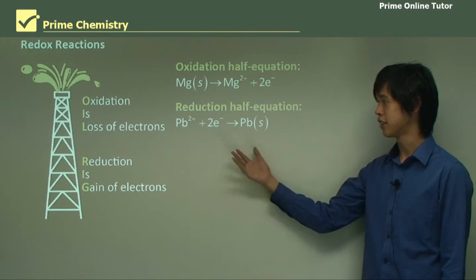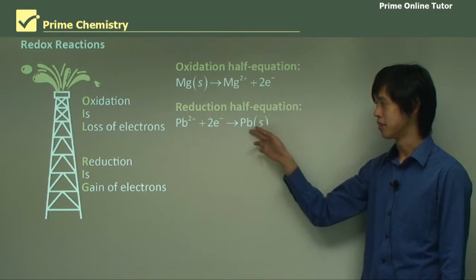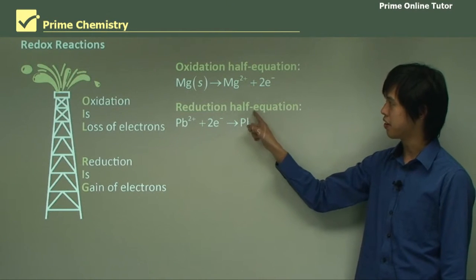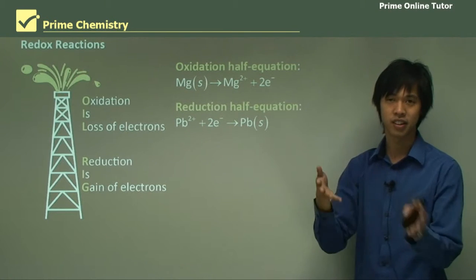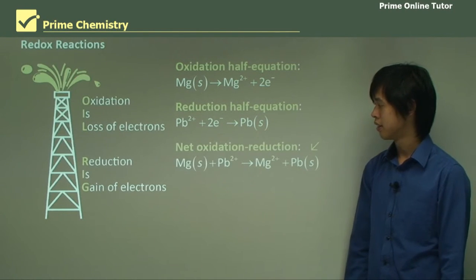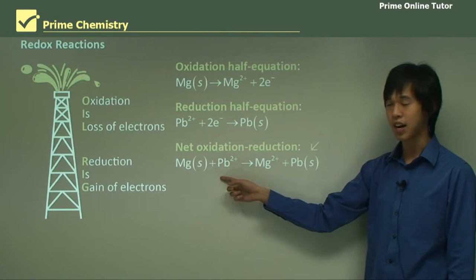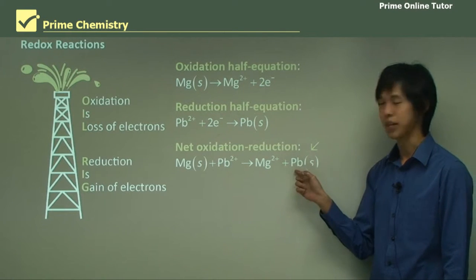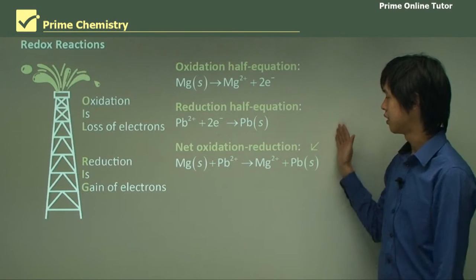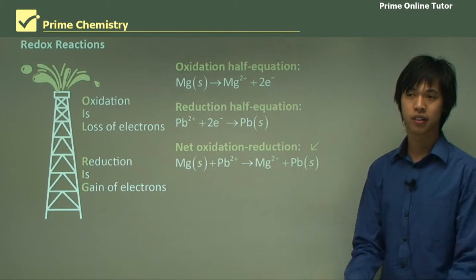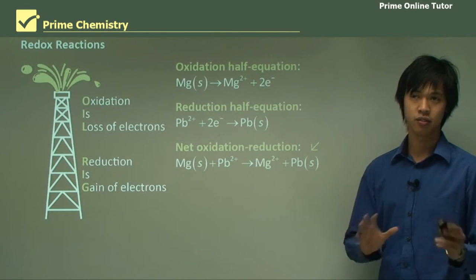A reduction half reaction could be that the lead ion plus 2 electrons forms the lead solid. So this has oxidation number of 0, and this has oxidation number of 2 plus. So you can see that it's gone down, which is why it's reduction. So the net oxidation reduction reaction is the magnesium solid plus the lead ion gives you the magnesium ion plus the lead solid. It's a very simple example of redox reactions. So it's just recapping the basics of redox reactions. So this is the conclusion of this recap.